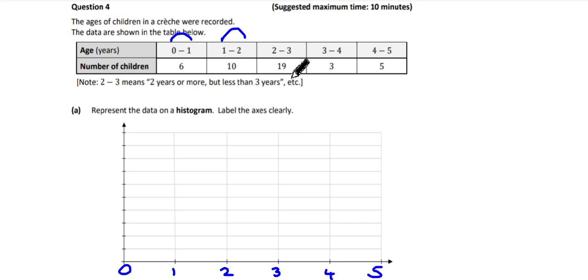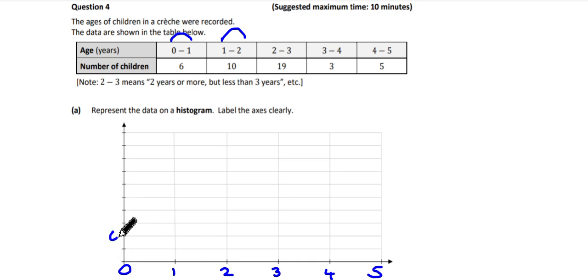And then we have to go all the way up to 19, don't we? So I'm going to make each block worth 2. 2, 4, 6, 8, 10, 12, 14. That's messy, isn't it? Would you agree that's a bit messy? Would anybody have a better solution for me?